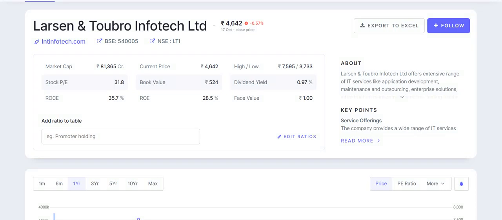Hello friends, today the video is on Larsen and Toubro Infotech, that we know as LTI. Okay, the short form is basically LTI.